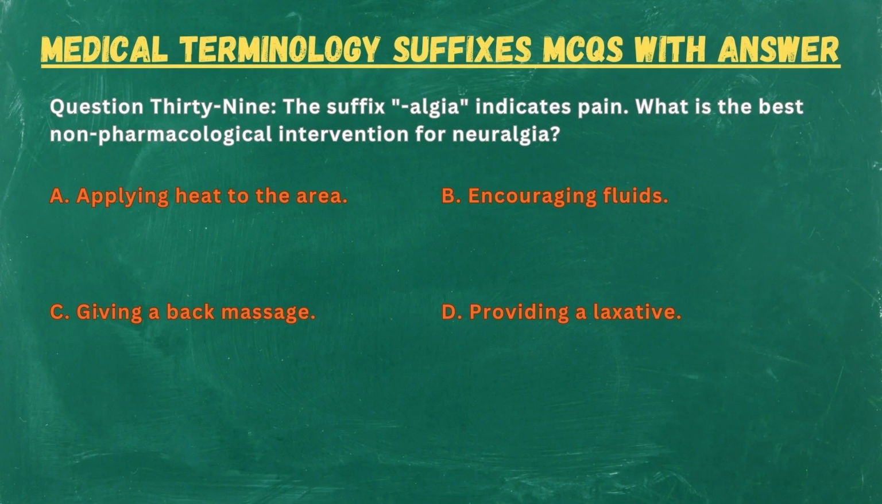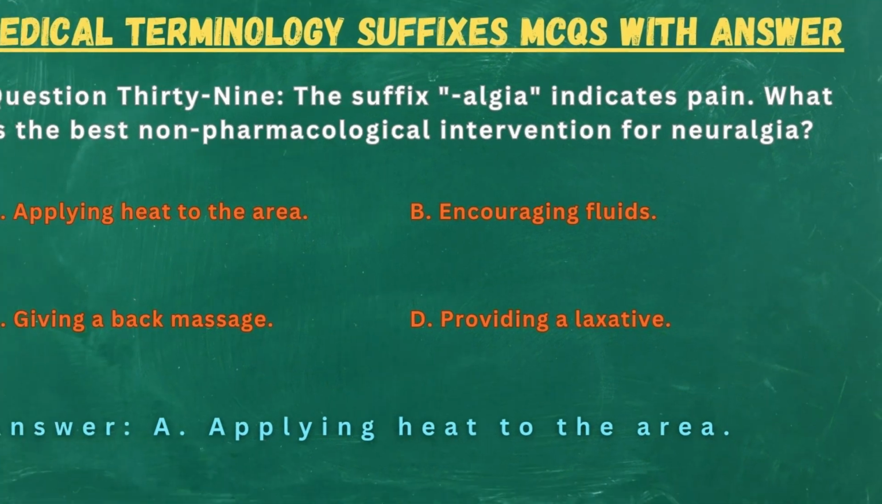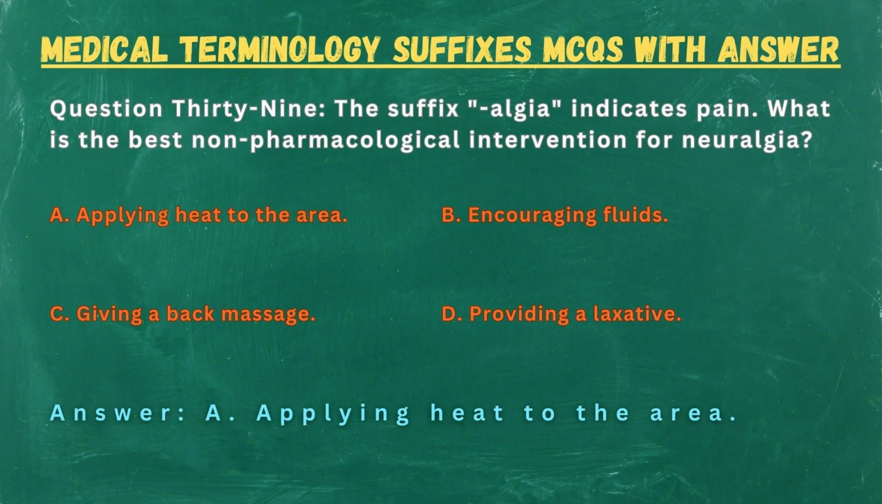Question 39. The suffix algia indicates pain. What is the best non-pharmacological intervention for neuralgia? A. Applying heat to the area. B. Encouraging fluids. C. Giving a back massage. D. Providing a laxative. Answer A. Applying heat to the area.